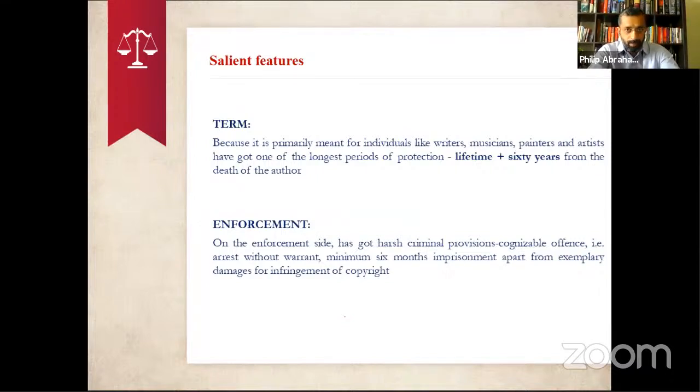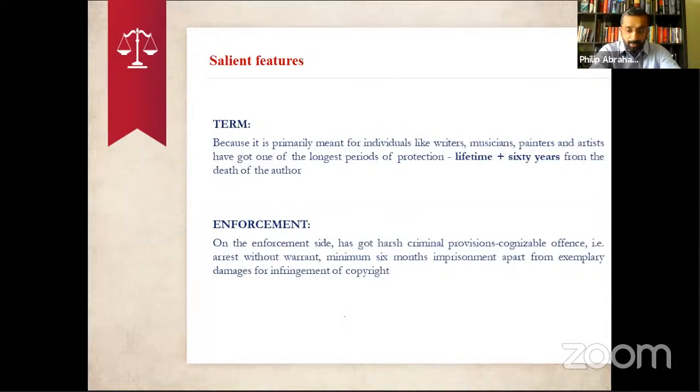What is the term of a copyright? The term of a copyright is lifetime of the author plus 60 years from the death of the author. So it is a long period. Now you look at enforcement. On the enforcement side, the Copyright Act has harsh criminal provisions, cognizable offenses. Arrest without warrant, minimum 6 months imprisonment, apart from exemplary damages for infringement of copyright.